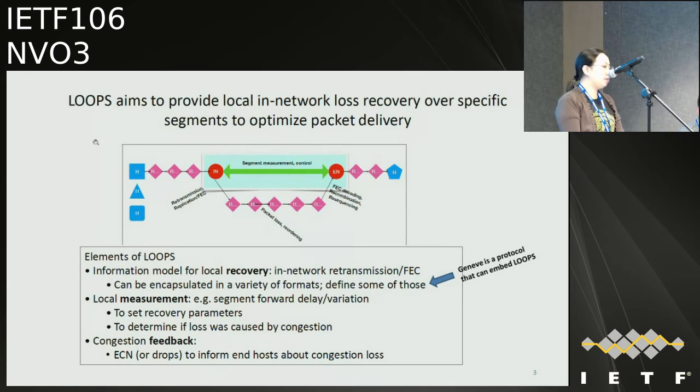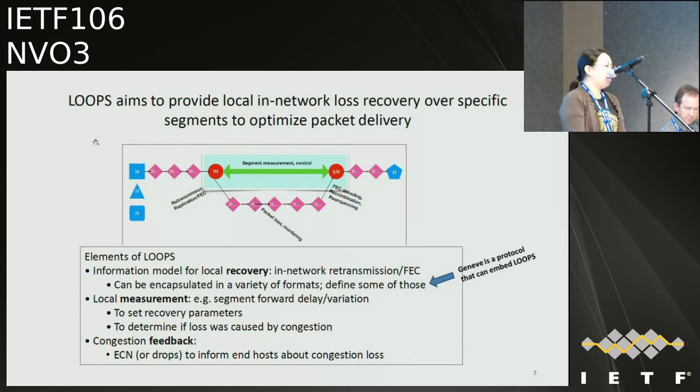There are basically three fundamental elements of LOOPS. The first one is the local recovery generic information model, and it can be encapsulated in a variety of formats. So this is where Geneve jumps in. Geneve could be a protocol that can embed the LOOPS functionality. There are possibly some others like GRE, which natively already has the sequence number, which is a little bit different from Geneve.